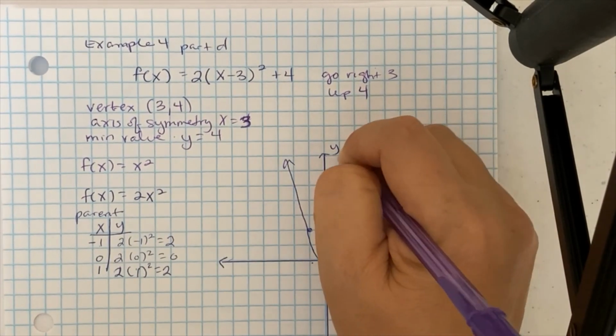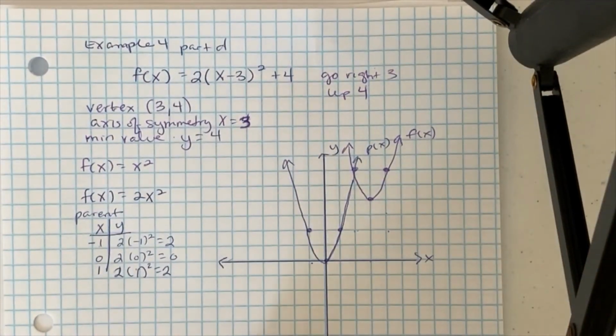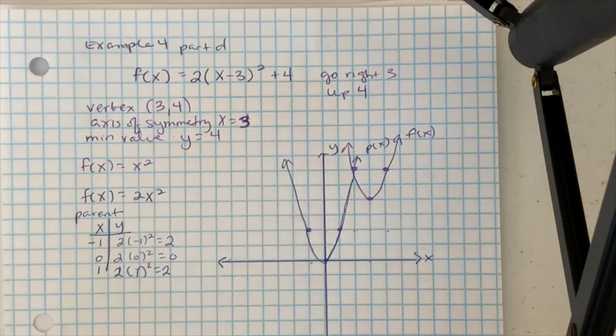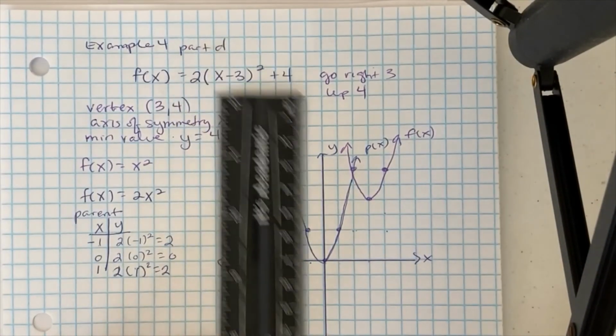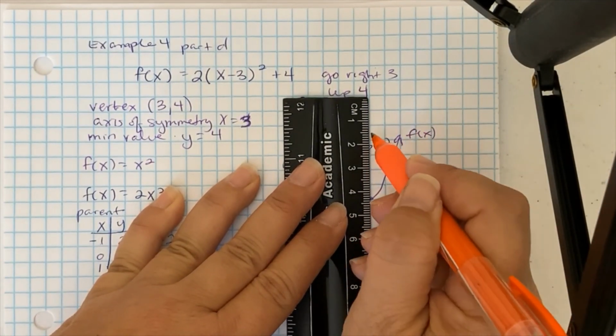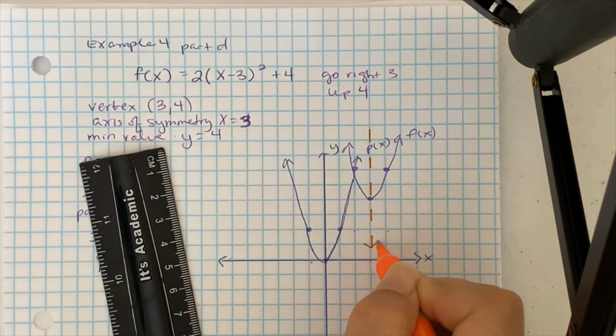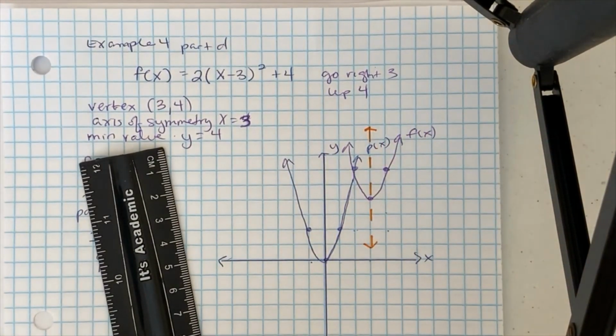So this is our function there. There's my f of x. Now, axis of symmetry, remember, it's an imaginary dashed line going through the x coordinate of the vertex. So here's my x coordinate, x equal to 3. You just draw a dashed line going through it, representing our axis of symmetry.